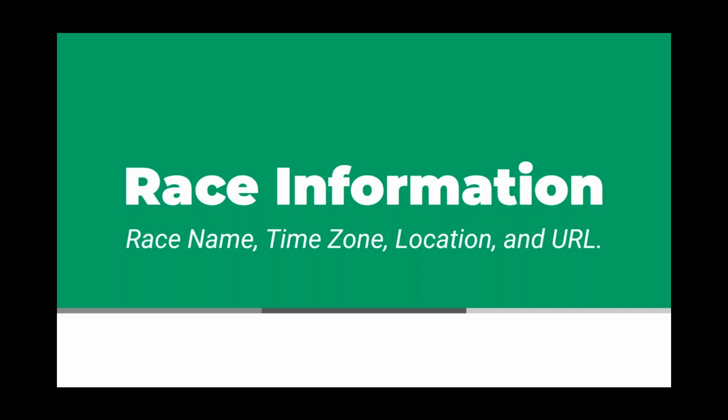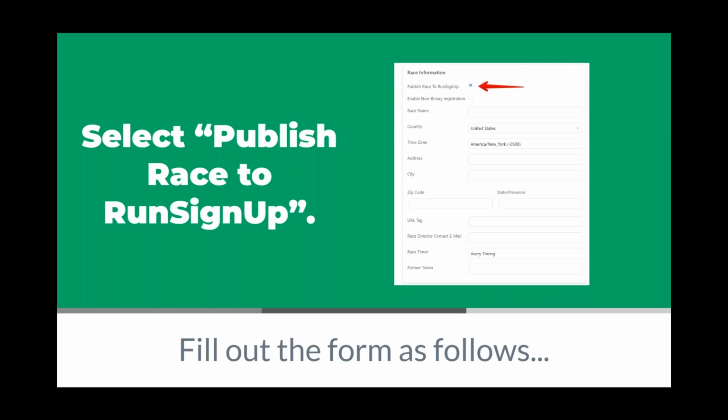Okay, so once you have selected creating a new race, you'll be typing in some information about the race. At the very top, we're going to select Publish Race to RunSignup. This will make it so that this race will actually show up on RunSignup. Mostly this is used so that you can publish results. A lot of races that you're going to be setting up manually, maybe using some other registration provider, you'll want to publish it to RunSignup if you want to have live results. So this is the way that you would do that. Once you have selected Publish Race to RunSignup, you're going to fill out the form as follows.